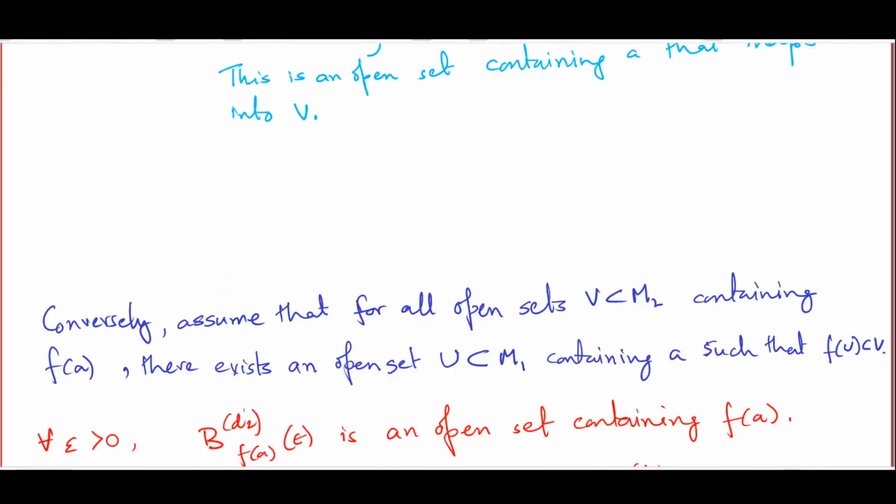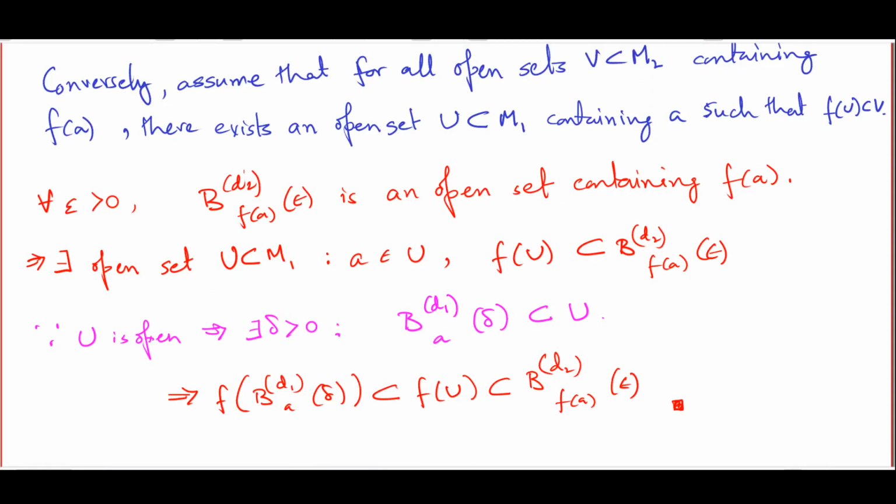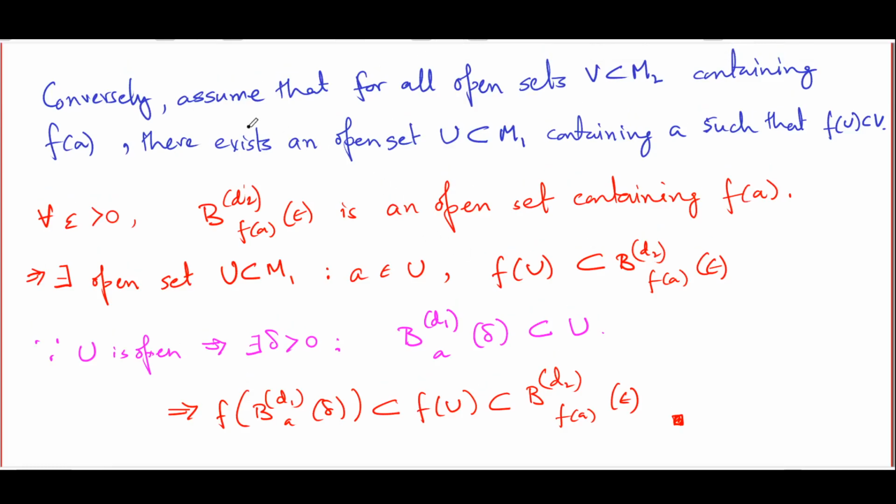To see this, we start with a positive epsilon and note that this open ball of radius epsilon centered around f(A) is definitely an open set containing f(A). So if the conditions of our theorem are valid, then there must exist an open set U belonging to M1 which contains A such that f applied on U will take you entirely inside this open ball, which after all is an open set containing f(A).